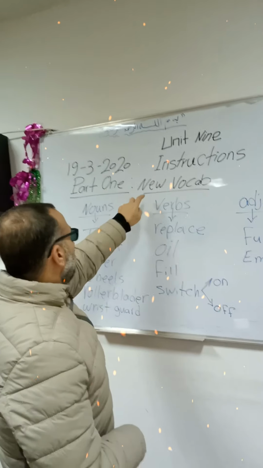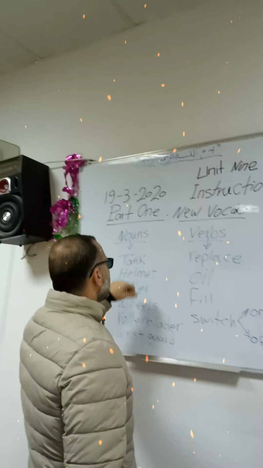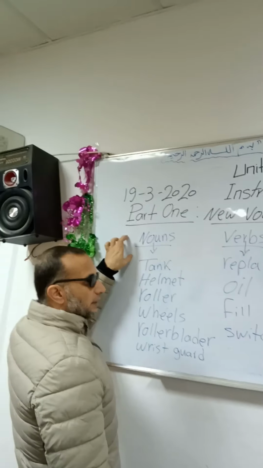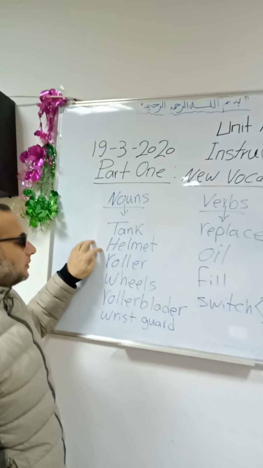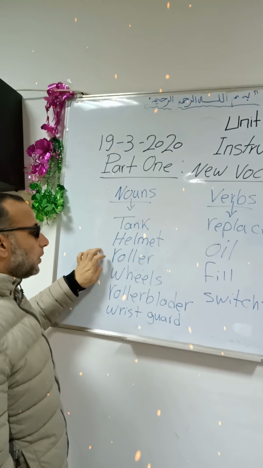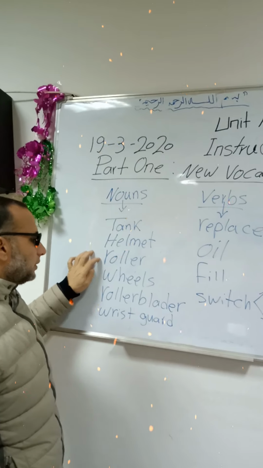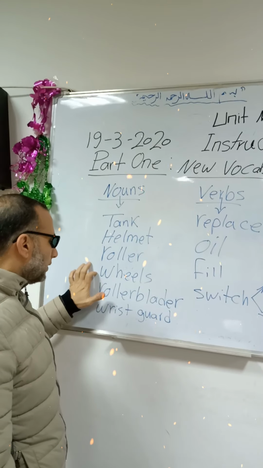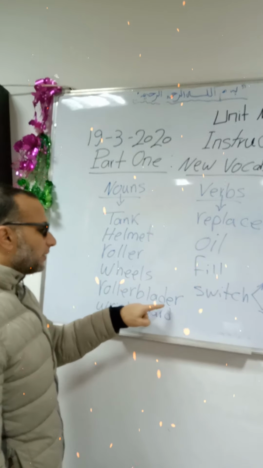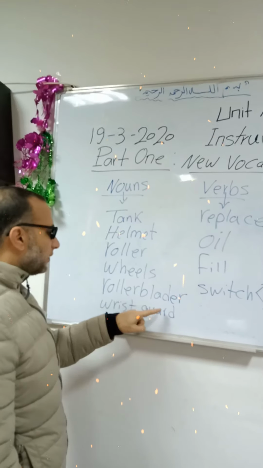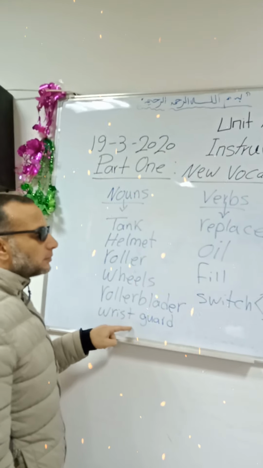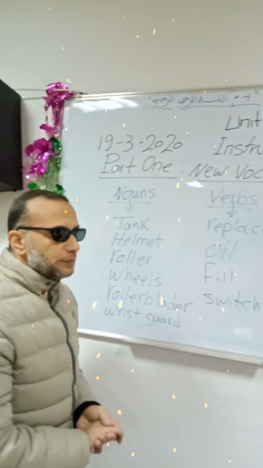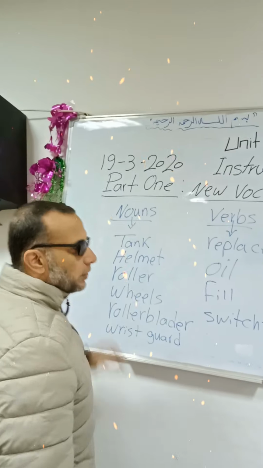بارت 1 اللي هو النيو فوكاب او المرادفات الجديده. First nouns: tank, helmet, roller wheels, roller blader, wrist guard. طيب نيجي بقى what is the meaning of each word.